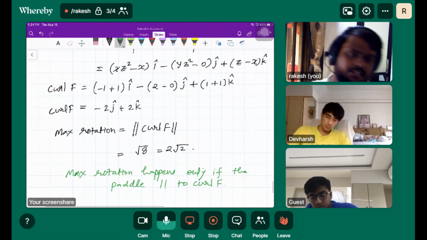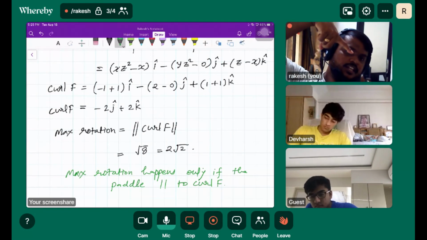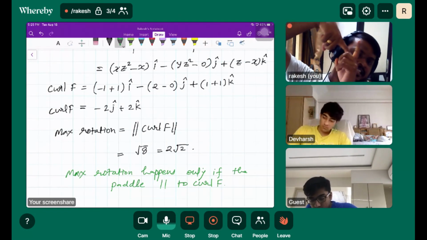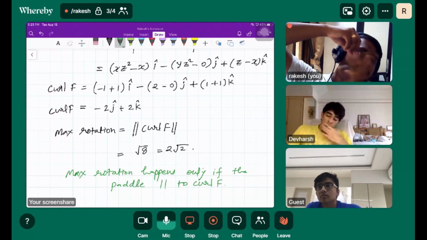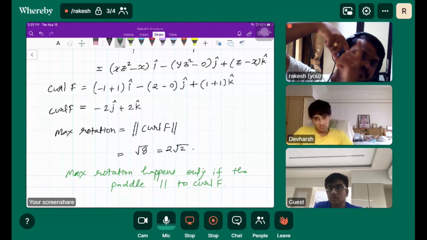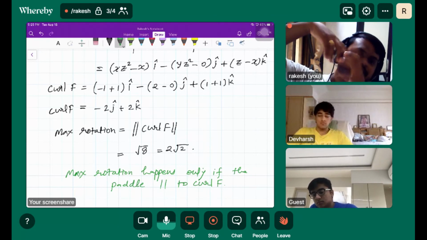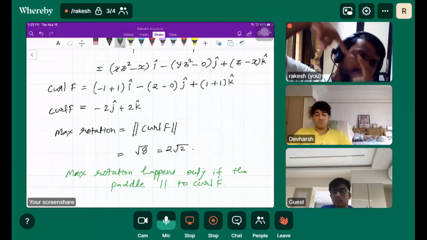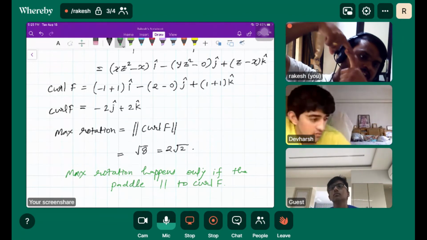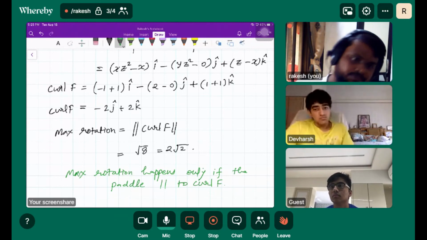Did you get the idea here? Suppose this is my vector. If the paddle is aligned along this vector, then it will experience the maximum rotation. If my paddle deviates from this vector and makes a certain angle with it, it won't experience the maximum rotation. If the paddle is along this vector, it will experience the maximum rotation at that point.